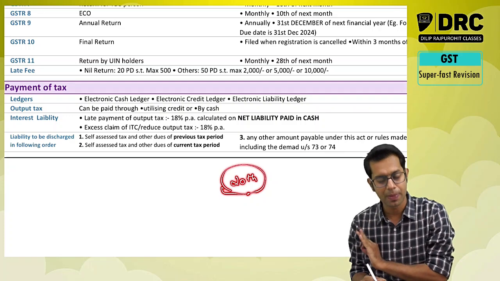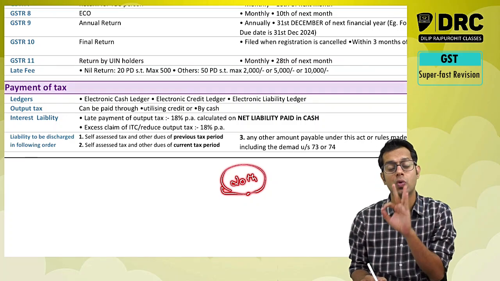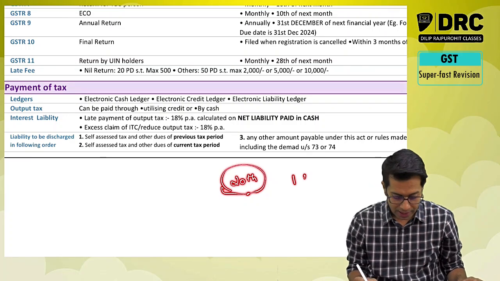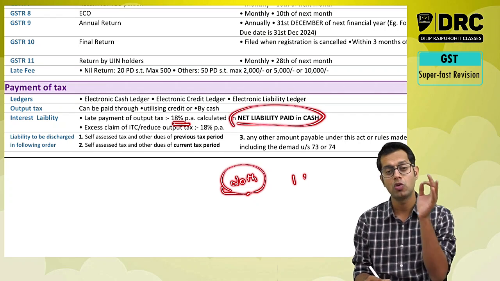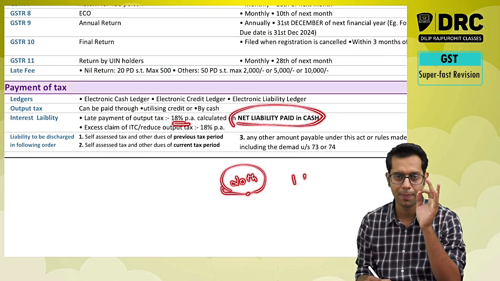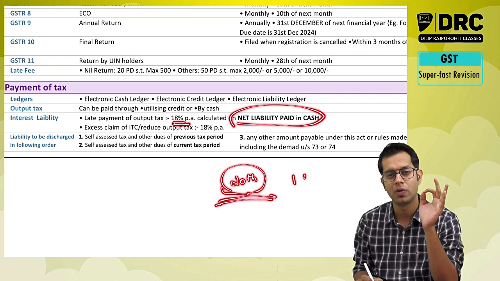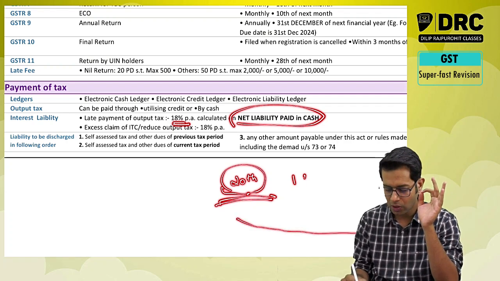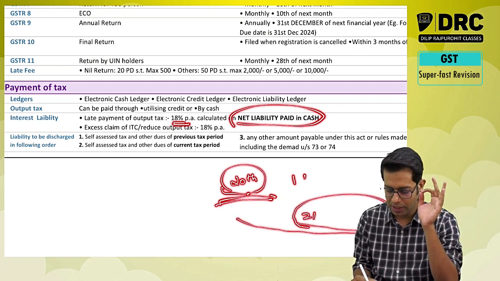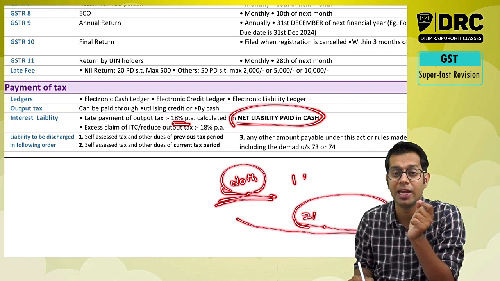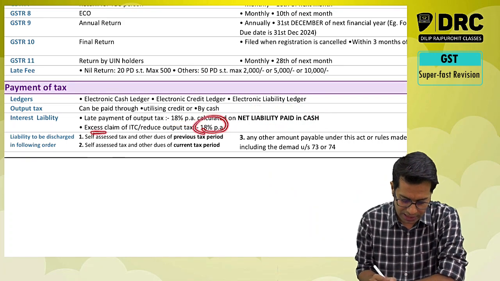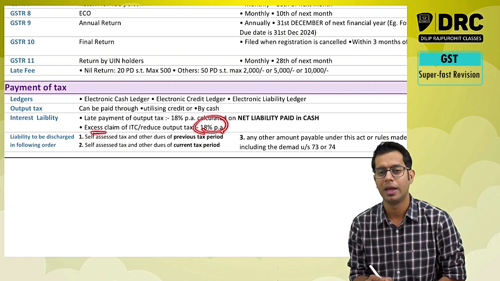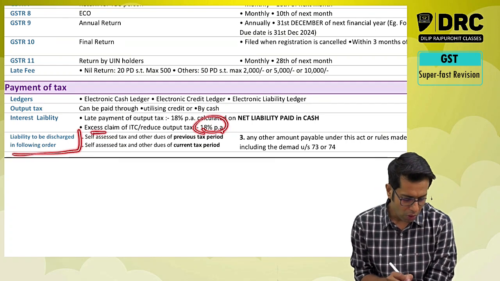If you don't make the payment of taxes within this due date, then you will have to pay interest at 18% per annum on net tax liability payable in cash. Say for example, due date is 20th of next month and you have filed return on 28th. So from 21st till 28th, for 8 days you will have to pay interest at 18% per annum. Whenever you take excess input tax credit, even in such cases, you will have to pay interest at 18% per annum.